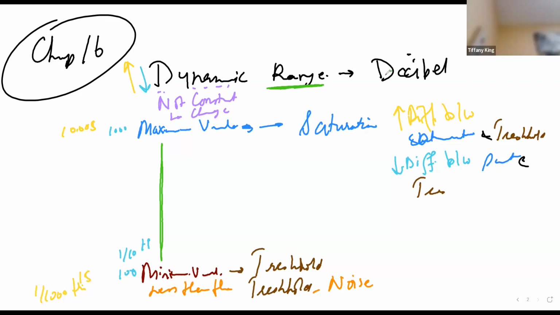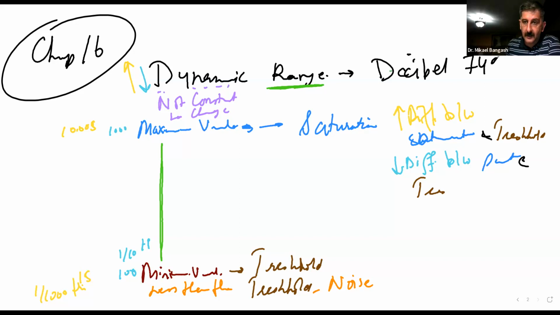Now, ladies, whenever you turn the system on, you may find that the dynamic range is always going to be expressed as 74%.